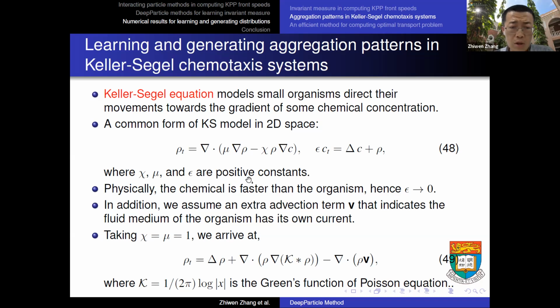When the chemical reaction is much faster than the organism, we can choose epsilon approaching 0. So this parabolic PDE becomes an elliptic PDE, which makes the story easier, and you can solve this elliptic Poisson equation and plug it in here. You get this one. One more thing, in practice you can also add an extra external advection velocity here to test what happens to the biology system if you add some external velocity flow.